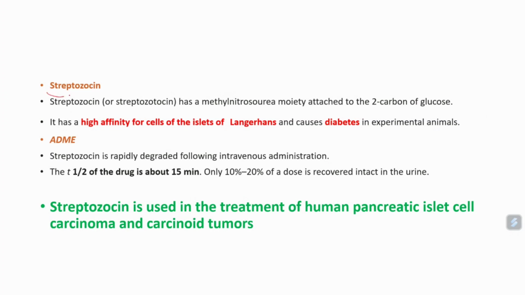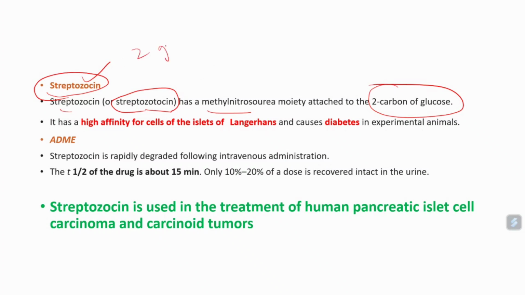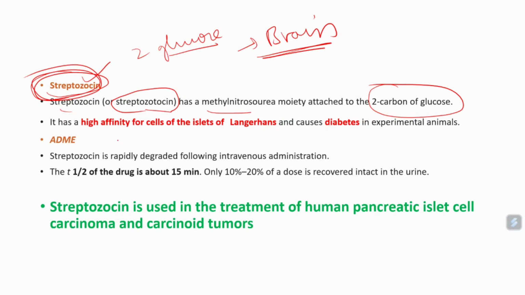Now we'll discuss streptozotocin. This is a methyl nitrosourea moiety, and it is attached to a molecule of glucose. Always remember, streptozotocin is combined with glucose. That's why it has high affinity to enter cells. And always remember, streptozotocin has high affinity for the islets of Langerhans, where we have alpha, beta, gamma, and delta cells.